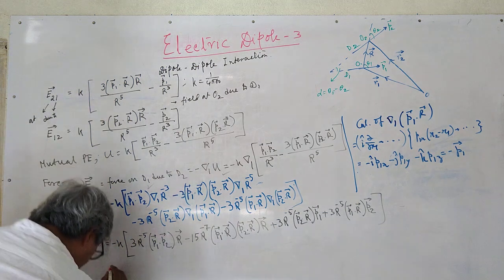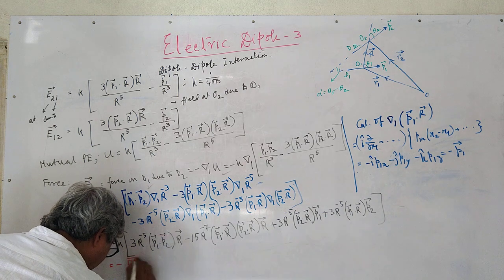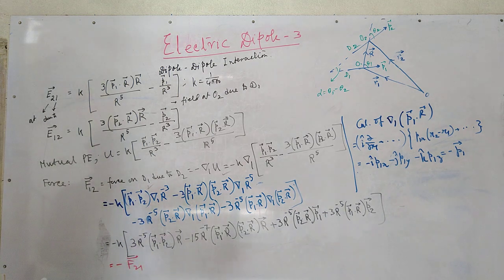So altogether we will have minus F21. That is the force that acts on the dipole. They are equal and opposite.